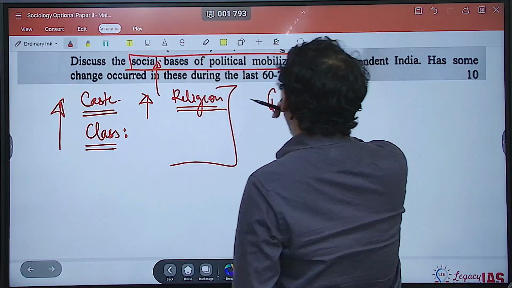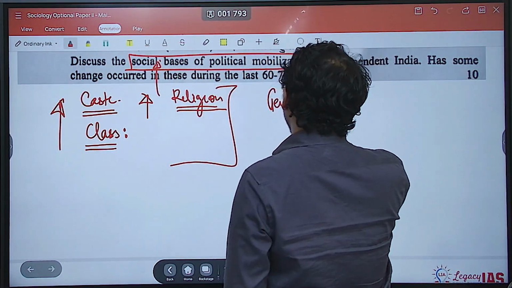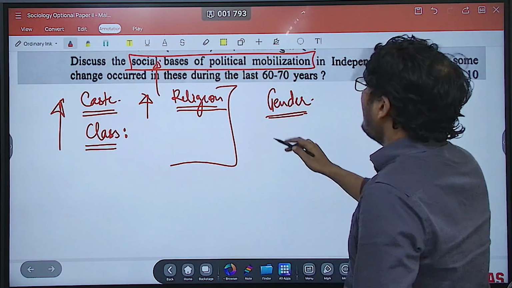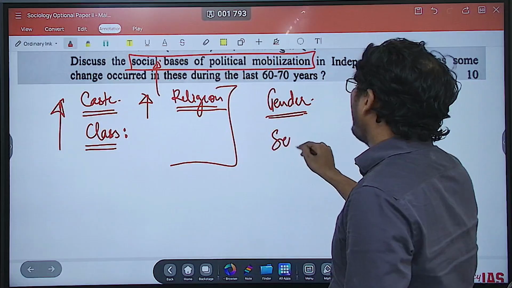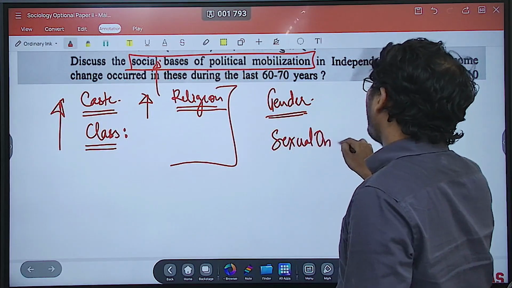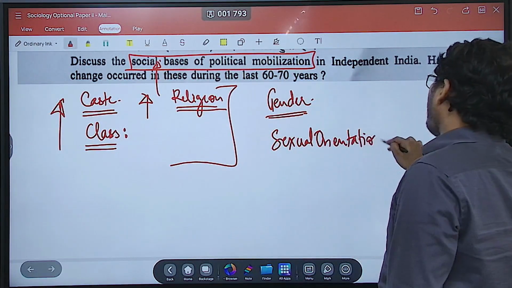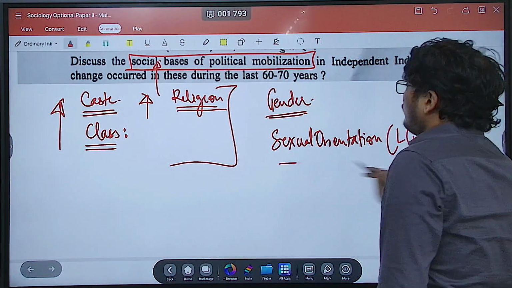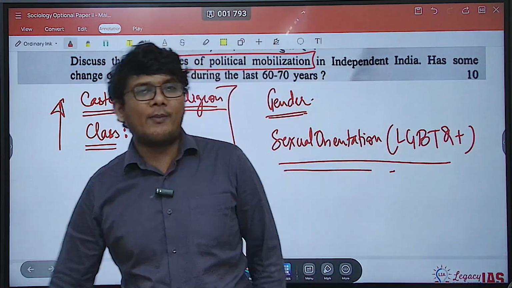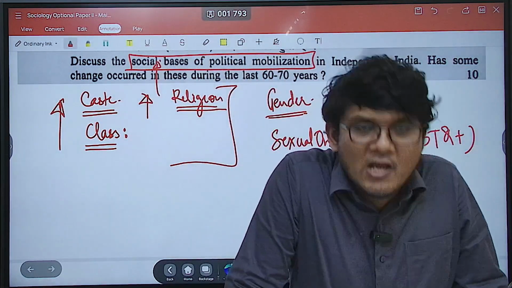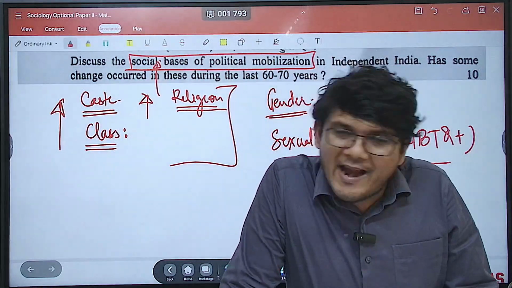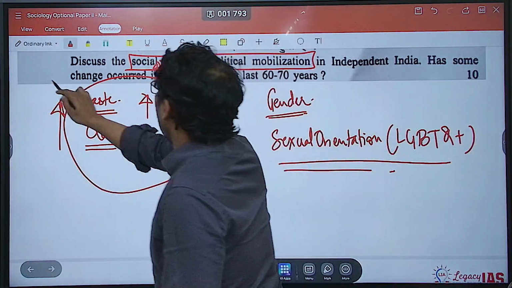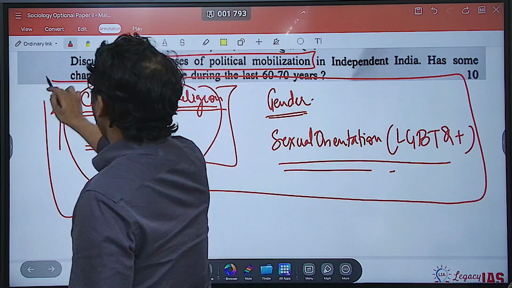For example, based on gender, right? You can talk about based on gender also, based on people's sexual orientation also, that is LGBTQ plus etc. So these are some new forms of social mobilization that also exist, especially with the help of the digital platform. So the old one plus the new one. So this is how it has changed.